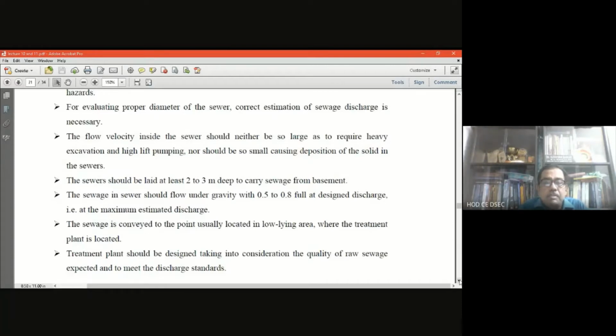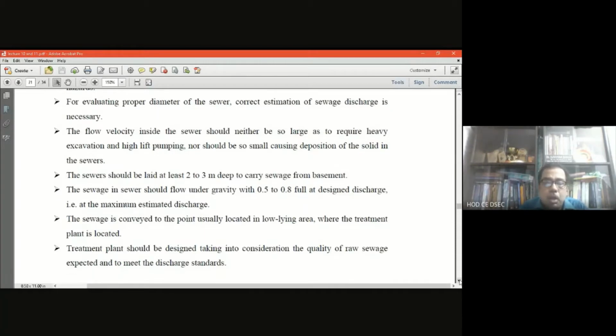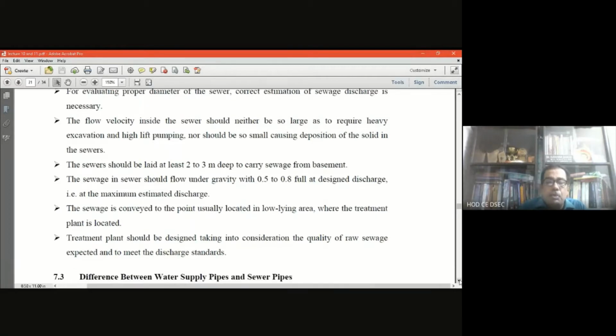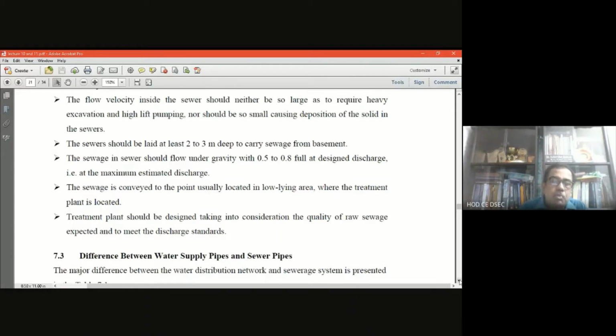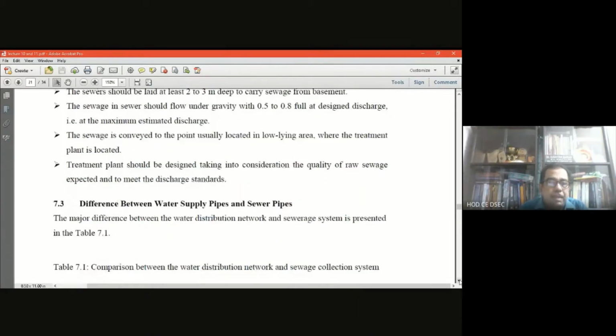The sewage is conveyed to a point usually located in a low lying area, definitely where the treatment plant is. So we have to follow a high to low gradient, sloping downward, and it has to be disposed at the outfall area, preferably in the low lying area where the treatment plant is located. The treatment plant should be designed considering the quantity of raw sewage expected, to meet the desired standard. I am not discussing the treatment plant today, but our target is to dispose of the water through a sewer pipe to the treatment plant.